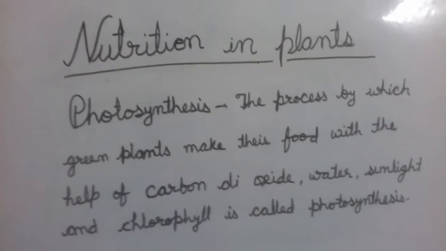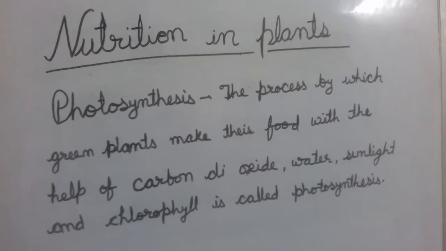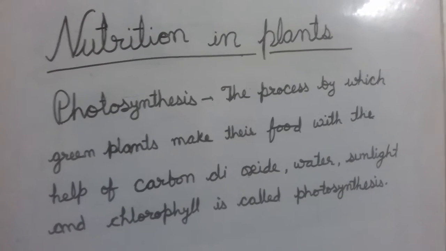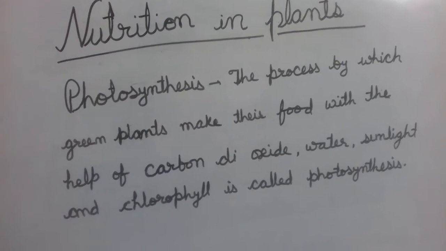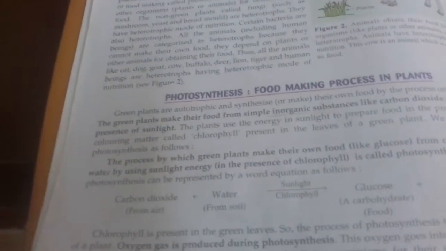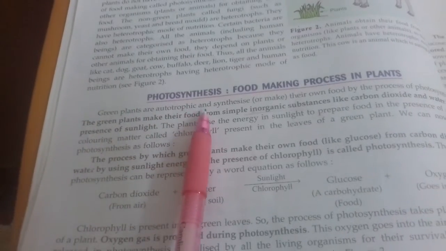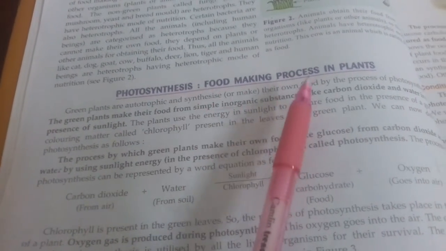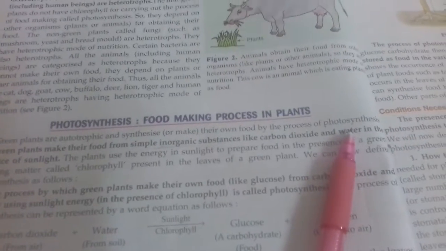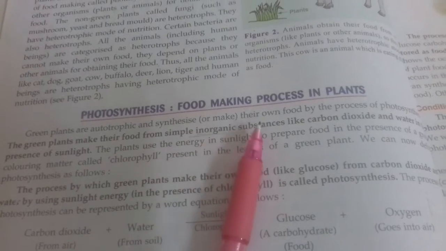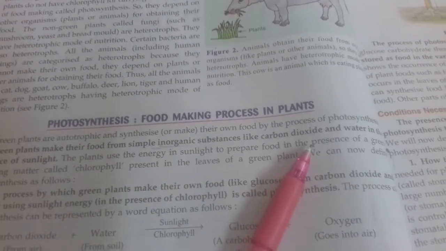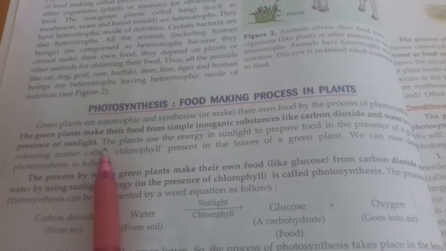So, children, it's time to know in detail how photosynthesis is done in plants. So now concentrate on your book. Open page number 2. See photosynthesis. Green plants are autotrophic and synthesize their own food by the process of photosynthesis. The green plants make their food from simple inorganic substances like carbon dioxide and water in the presence of sunlight.